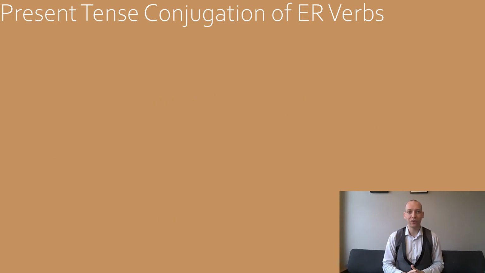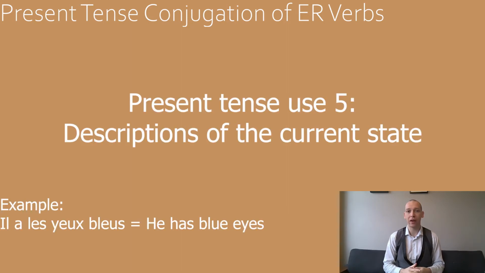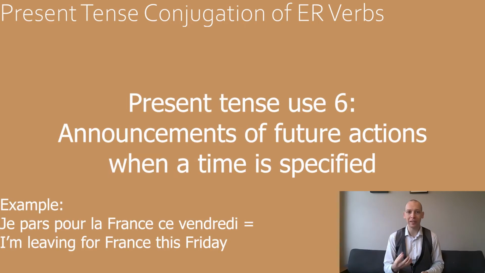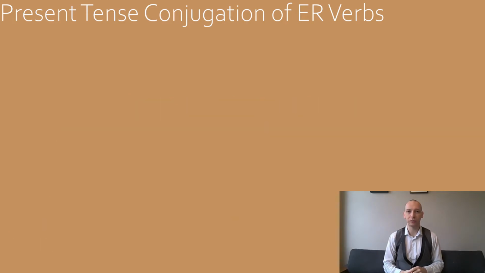The present tense's fifth use is to give descriptions of how things are currently. For example, il a les yeux bleus, he has blue eyes. The present tense can also be used to announce actions occurring in the future when a time is specified. For example, je pars pour la France ce vendredi. I'm leaving for France this Friday. This is another use where the present progressive is used in English.